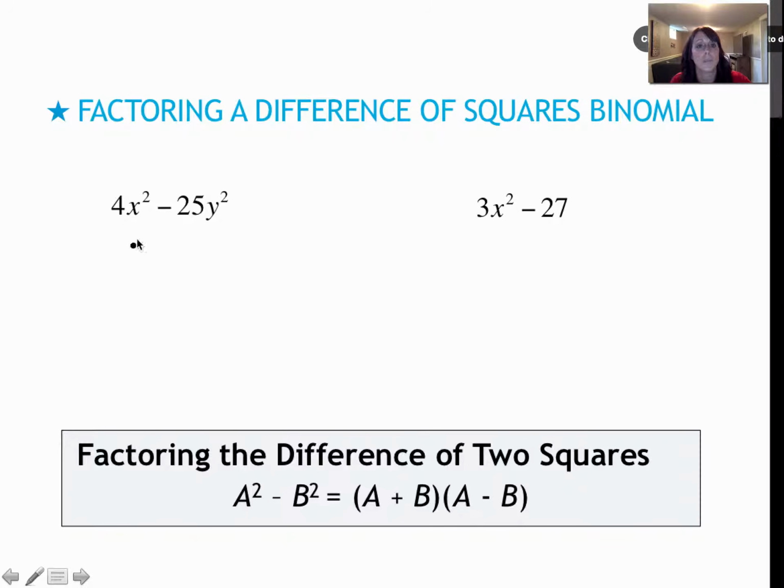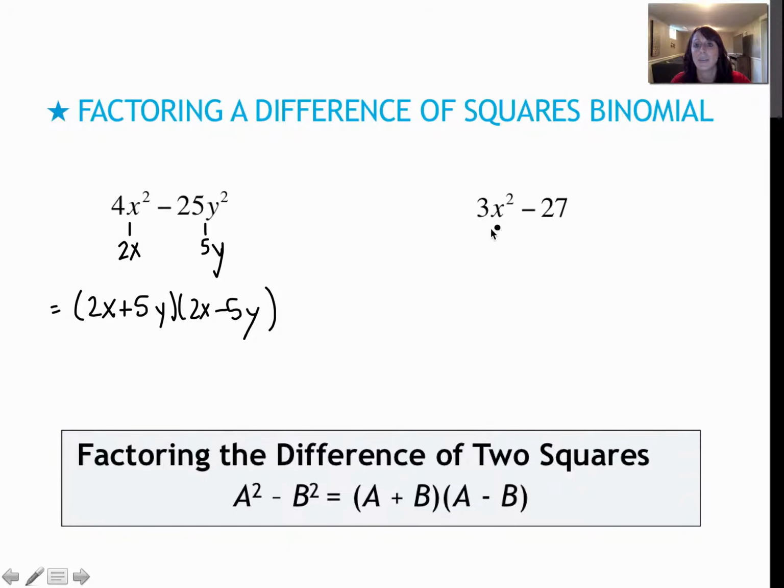On my first one, I can take the square root and get 2x, and take the square root and get 5y, and they are being subtracted. So that leaves me with 2x plus 5y and 2x minus 5y.